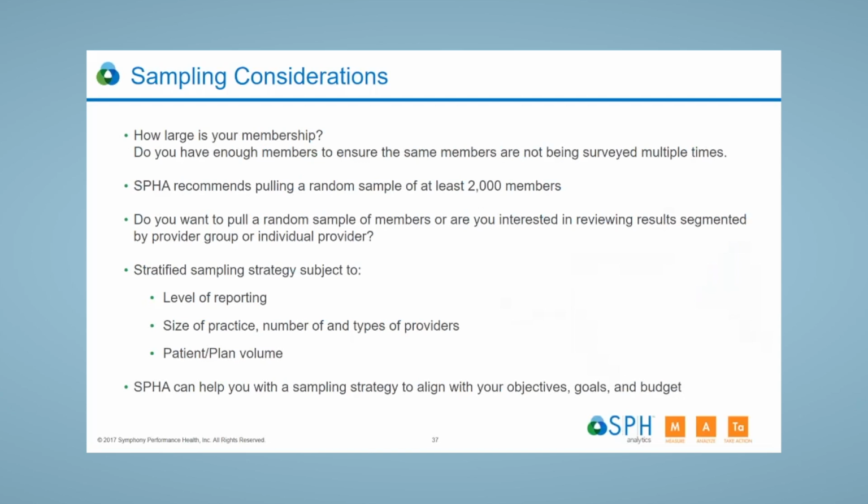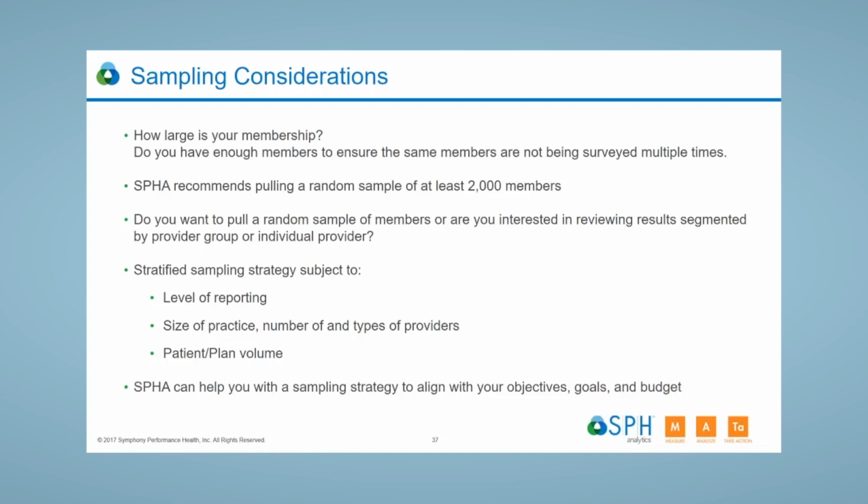Another thing to keep in mind is the size of your membership. We heard some of our speakers talk about this too. You'll want to be mindful of survey burden, and make sure that you have enough members to ensure that you're not surveying members multiple times. So you want to be careful to dedupe against any of the regulatory surveys or any other surveys that are being fielded at the same time.